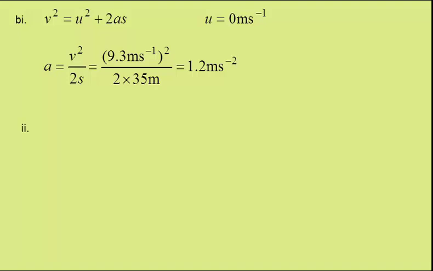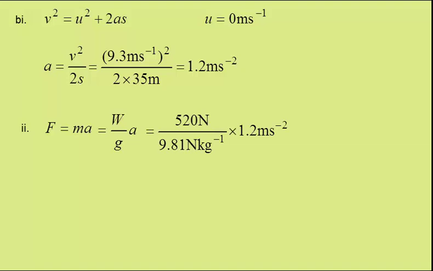In part 2, we need to find the resultant force needed to produce this acceleration. Well, force is mass times acceleration, and the mass is the weight over the gravitational field strength, and this gives 65 newtons.